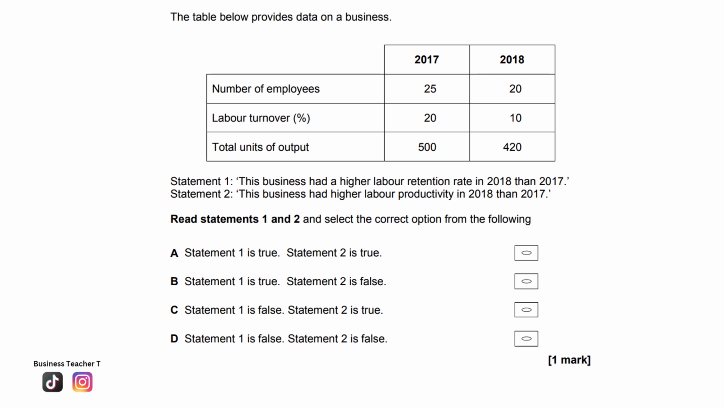A. Statement 1 is true. Statement 2 is true. B. Statement 1 is true. Statement 2 is false. C. Statement 1 is false. Statement 2 is true. Or D. Statement 1 is false. Statement 2 is false. Take a look at the answer. A. Statement 1 is true. Statement 2 is true.